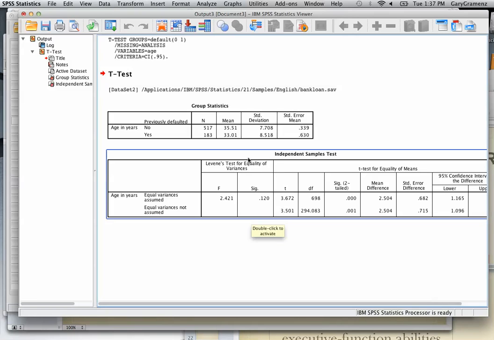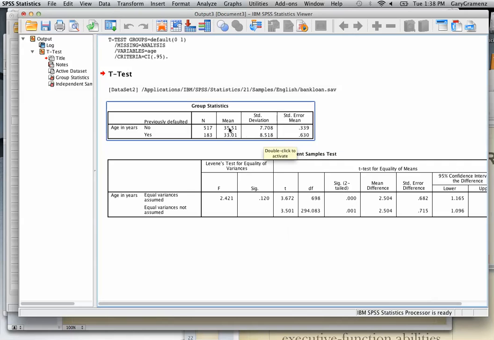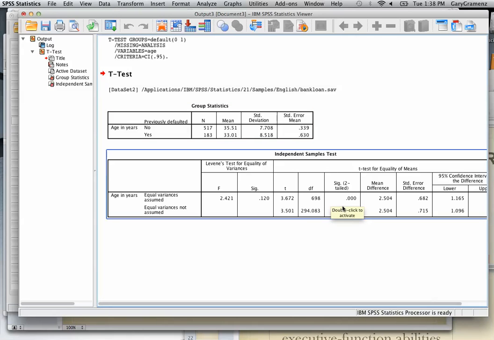This significance here is for a different kind of test, which we really don't need to know in order to do this simple kind of analysis. So if this number right here is less than 0.05, then there is a difference between these 2 groups, and the difference is significant. Okay?